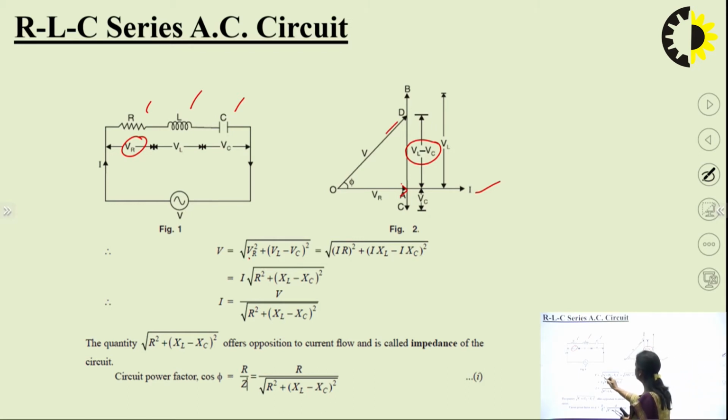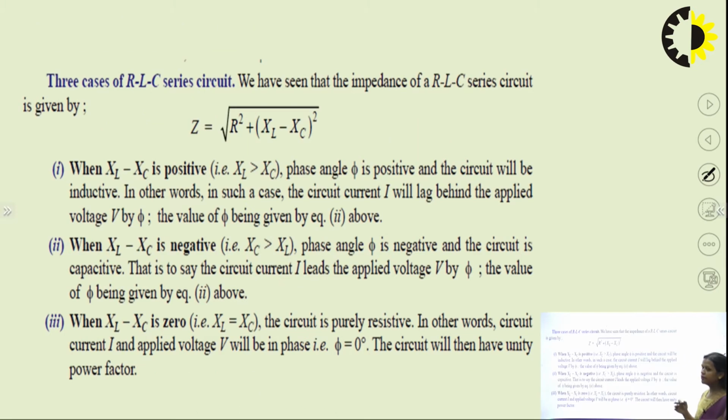So you can write V squared equals VR squared plus (VL minus VC) squared. If you solve this, you will get this equation, and this quantity is again the impedance of the circuit. Impedance means it offers opposition to the current flow. So from here you can find cos phi, that is R by Z, where Z is the square root of R squared plus (XL minus XC) squared. Now in this we have three cases.